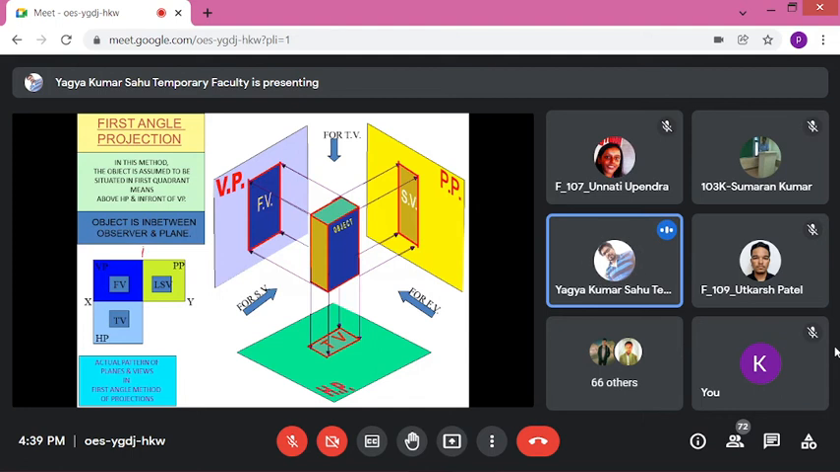Okay, exactly perpendicular to it, like this. Now see, for third angle projection you will always get the front view above XY, the top view always below XY, and the left hand side view always on the right hand side of the front view.